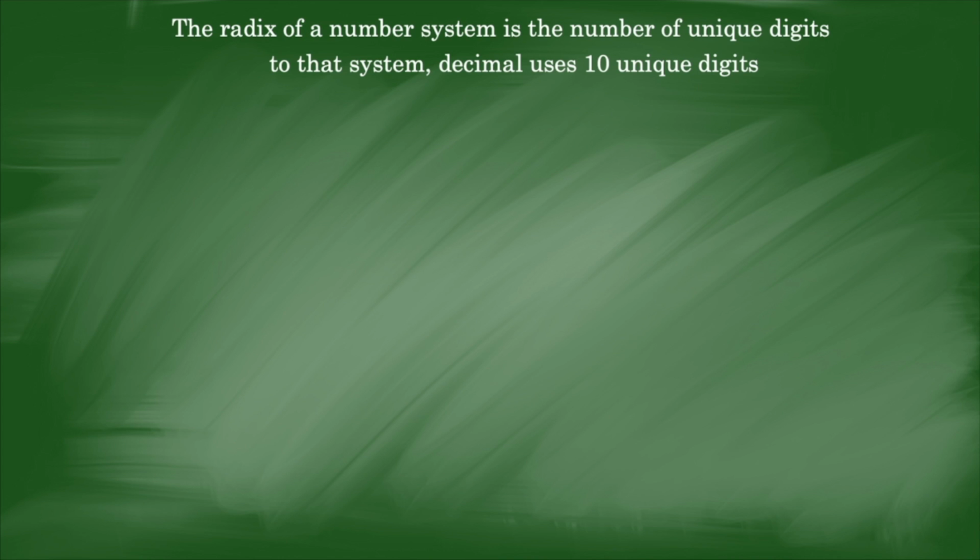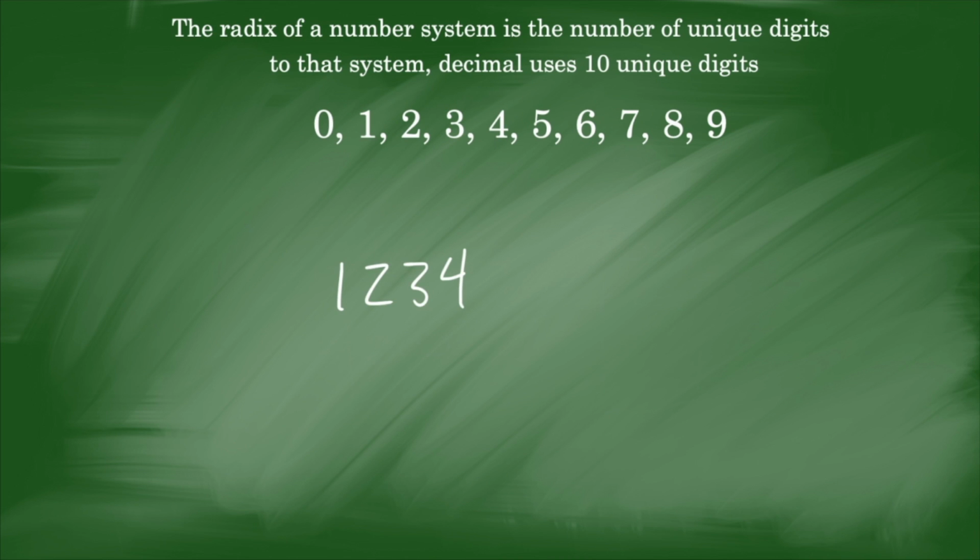The radix of a number system is the number of unique digits to that system. Decimal uses 10 unique digits: 0, 1, 2, 3, 4, 5, 6, 7, 8, 9. All the other numbers are a combination of these 10 digits, having the number furthest left representing the highest value, and the furthest right representing the lowest value, such that in 1234, the 1 is actually representing a value greater than 2, 3, or 4. It represents the 1000th place.